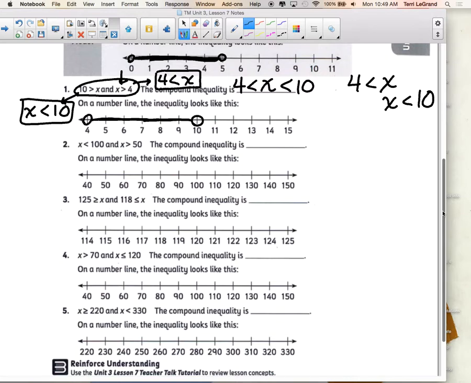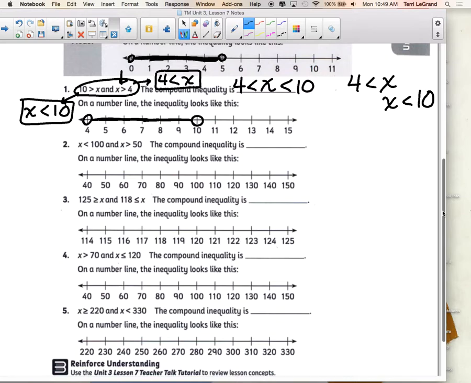So somebody pick a number that's in the shaded part. Katie? 7. 7, okay. So if we pick 7, is 7 less than 10? Yes. Is 4 less than 7? It works. Okay. Anybody have questions? Let's do one more together, and then I'm going to see if you can do the next one by yourself.